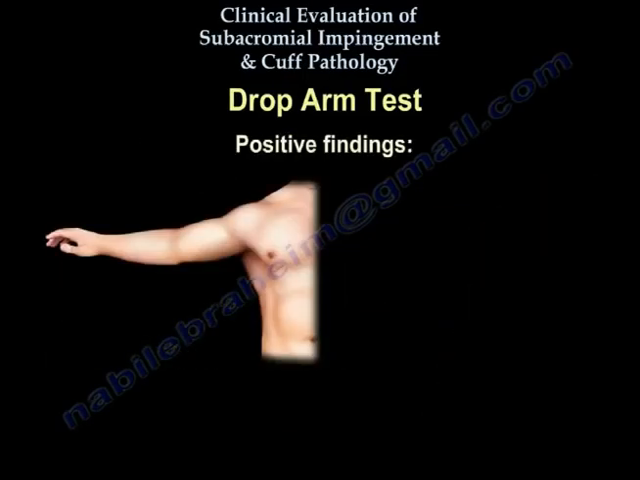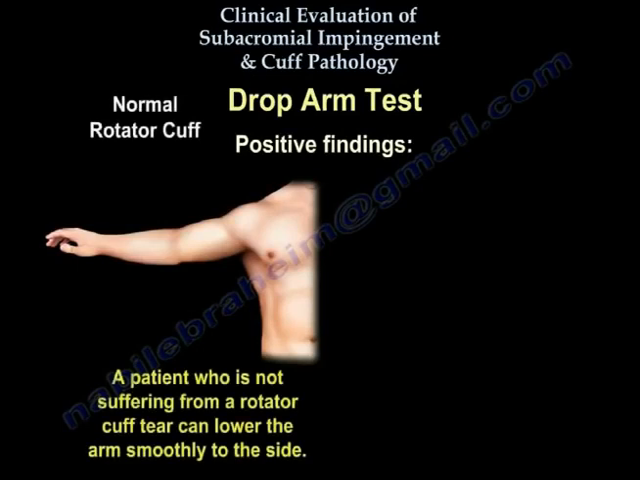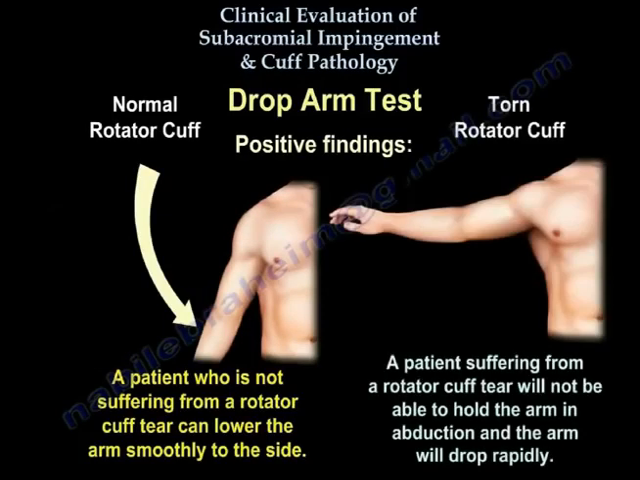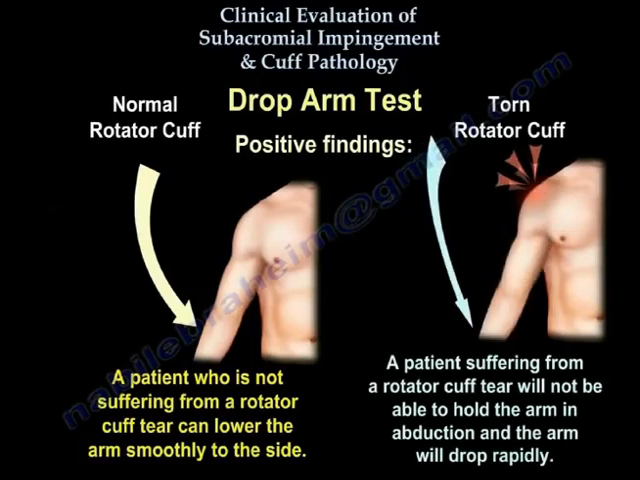What are the findings? In a patient who is not suffering from a rotator cuff tear, the patient can lower the arm smoothly to the side. A patient suffering from a rotator cuff tear will not be able to hold the arm in abduction, and the arm will drop rapidly.